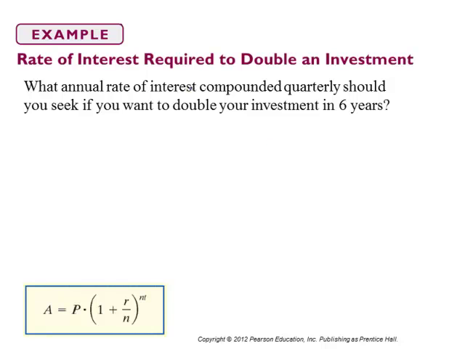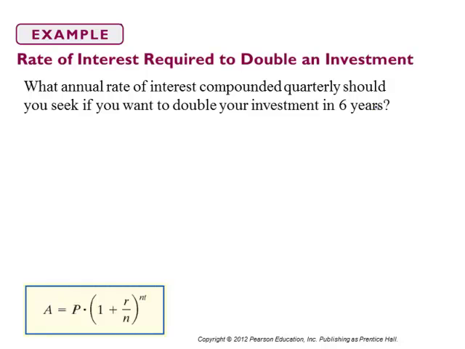What annual rate of interest compounded quarterly should you seek if you want to double your investment in 6 years? We could just as well ask the question of how long does it take? How much time would be required? But the point is that instead of telling you what A is and solve for P, or telling you what P is and solve for A, this time you know what A is and you know what P is, then you need to either solve for n, r, or t.